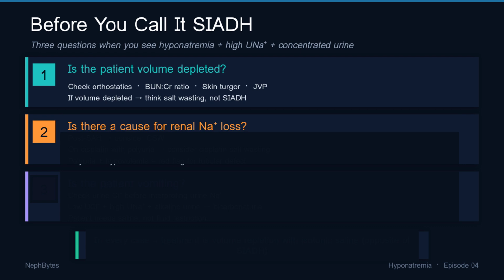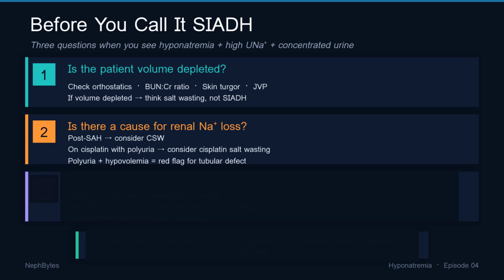2. Is there a cause for renal sodium loss? After subarachnoid hemorrhage, consider CSW. In any oncology patient on cisplatin with polyuria, consider cisplatin-induced salt wasting. Polyuria in the setting of hypovolemia is a red flag for a tubular defect. The combination should never be attributed to SIADH.